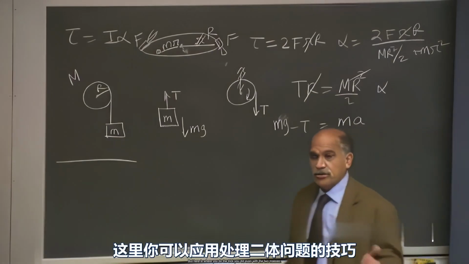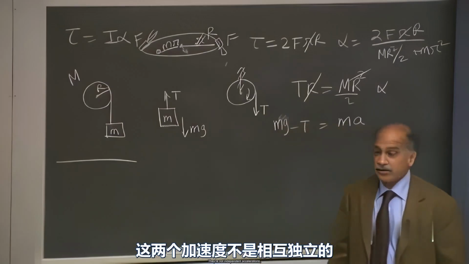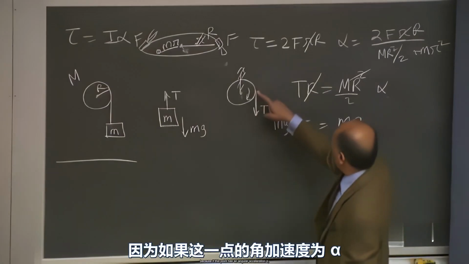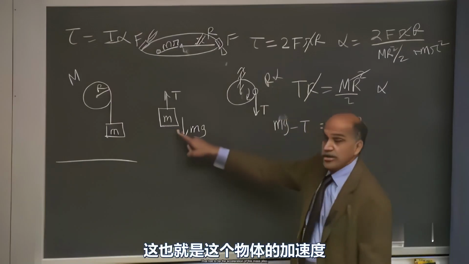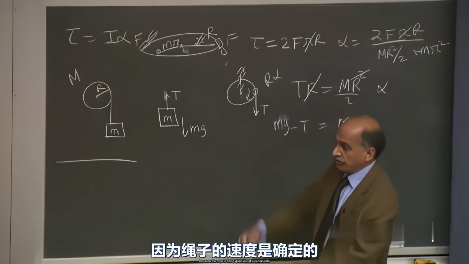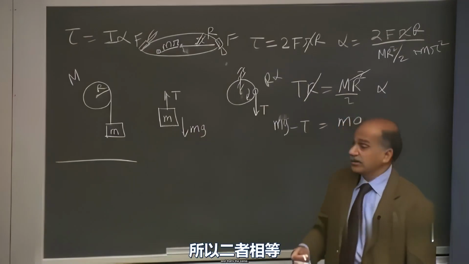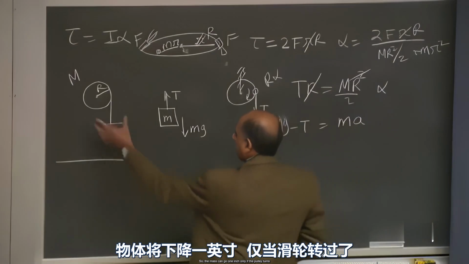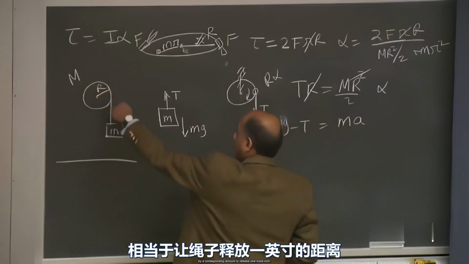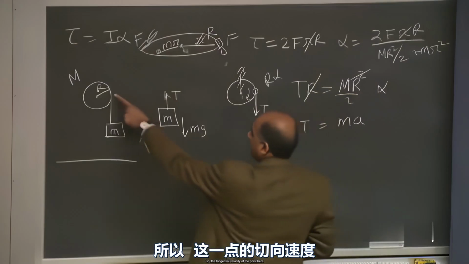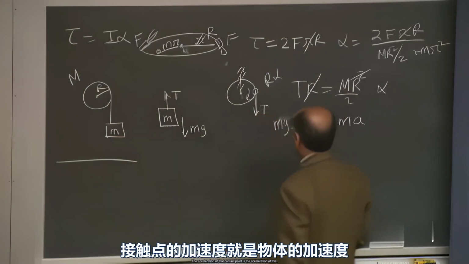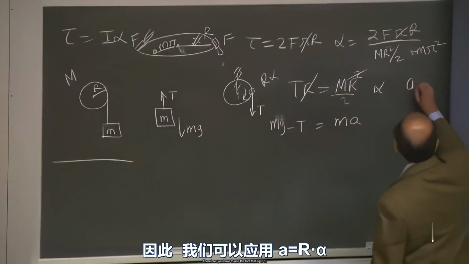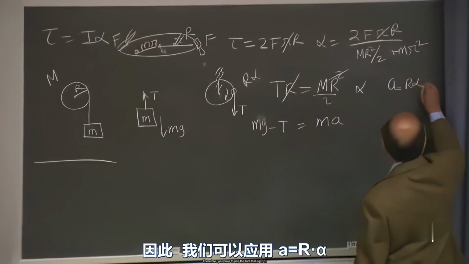But here is where you do the trick you did even with the two masses. They are not independent accelerations, because if this point has an angular acceleration alpha, you can see that point has a tangential acceleration of r times alpha. That has to be the acceleration of this mass also, because the rope is being given out at a certain rate, and that's the same. So the mass can go 1 inch only if the pulley turns by a corresponding amount to release 1 more inch. So the tangential velocity of the point here is the velocity of the mass. The acceleration of that contact point is the acceleration of this. Therefore, we have to use the fact that A equals r alpha.